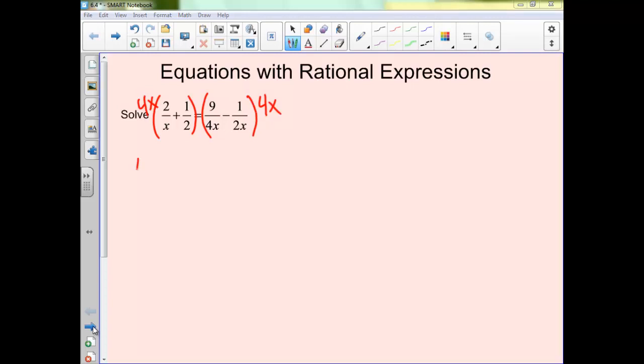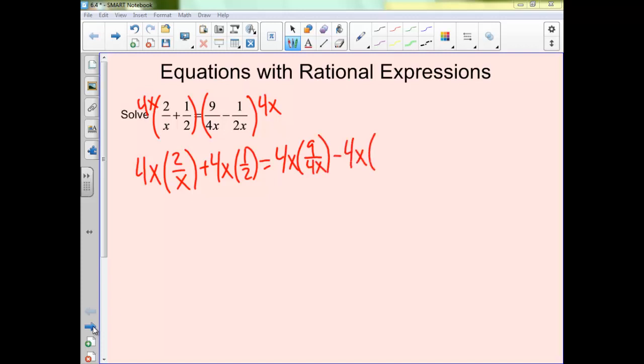So on this left side, we'll have 4x times 2 over x plus 4x times a half equals 4x times 9 over 4x minus 4x times 1 over 2x. And now, notice here on this left side, the x and the x will cancel, and we're left with 8. Right here, this 2 will cancel with this and become a 2.